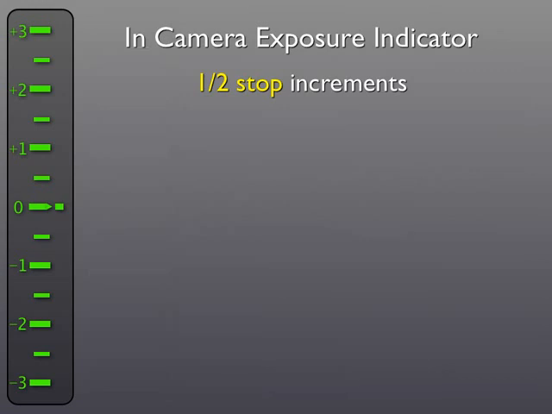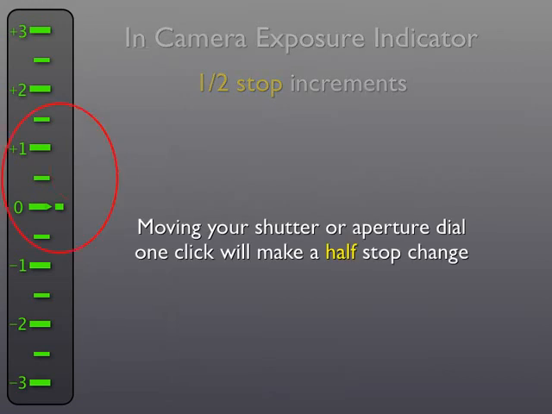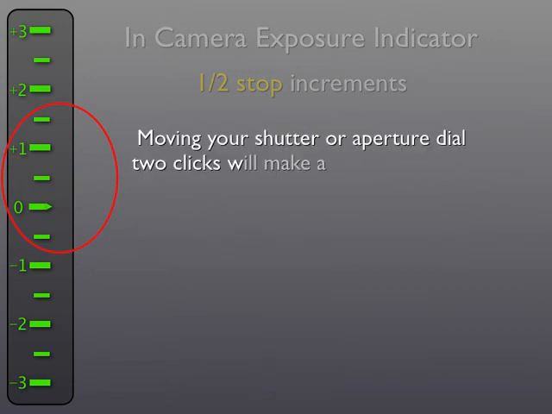In this example, our camera is displaying half-stop increments. So, moving your shutter or aperture dial one click will make a half-stop change. Moving your shutter or aperture dial 2 clicks will make a full stop change.